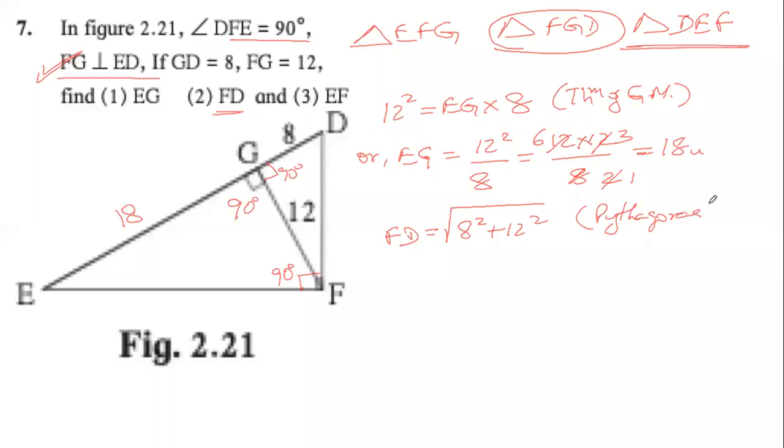Pythagoras theorem. Now 8 square is 64. 12 square is 144. When we add, this comes to square root of how much, beta? Waiting for your answer. 208. Square root of 208. Okay.